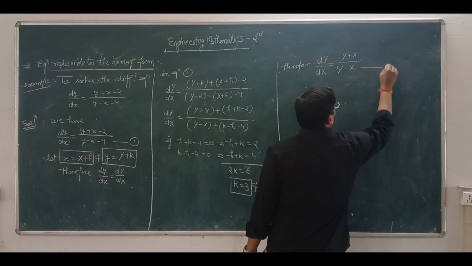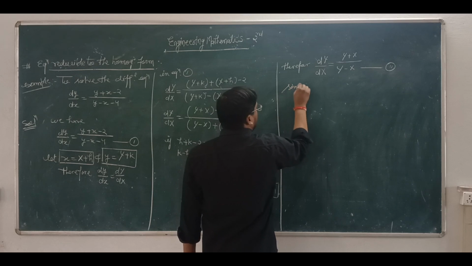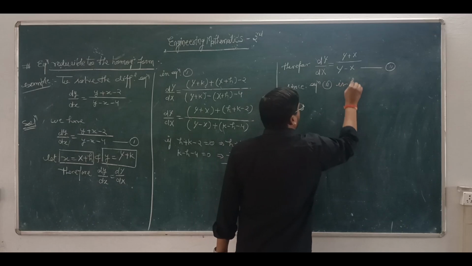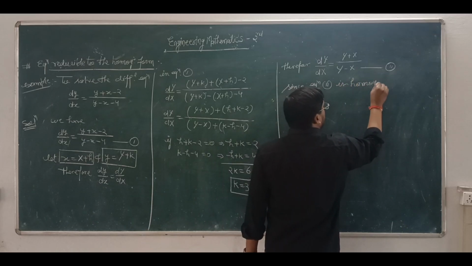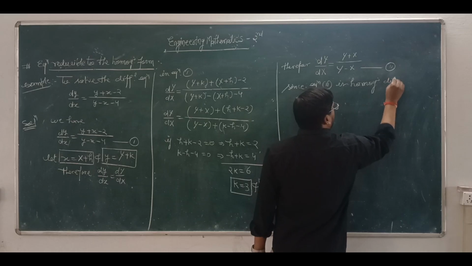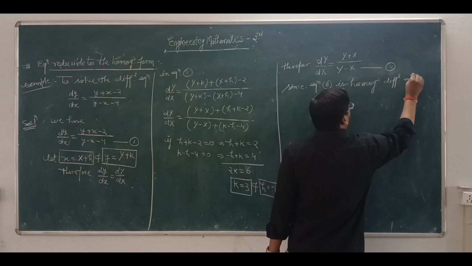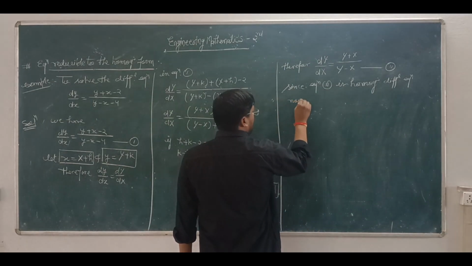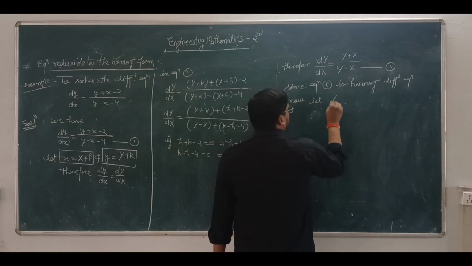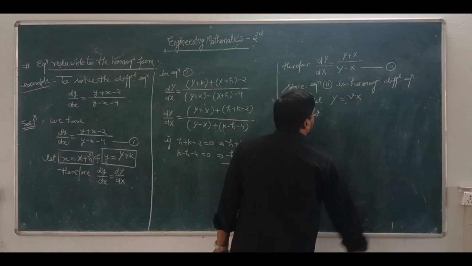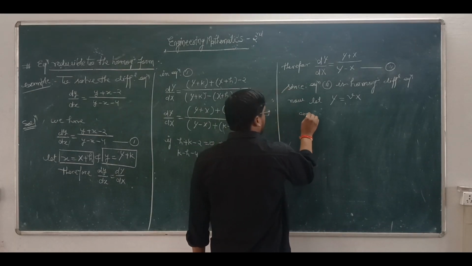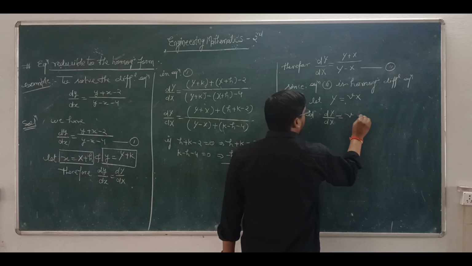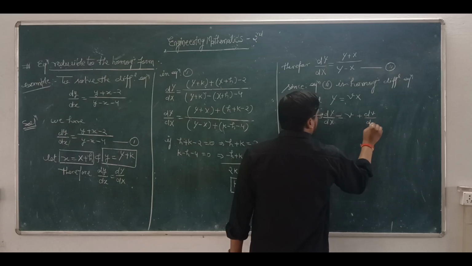This is equation number 2. Since equation number 2 is a homogeneous differential equation, now let capital Y is equal to v capital X, and dY upon dX is equal to v plus X dv upon dX.